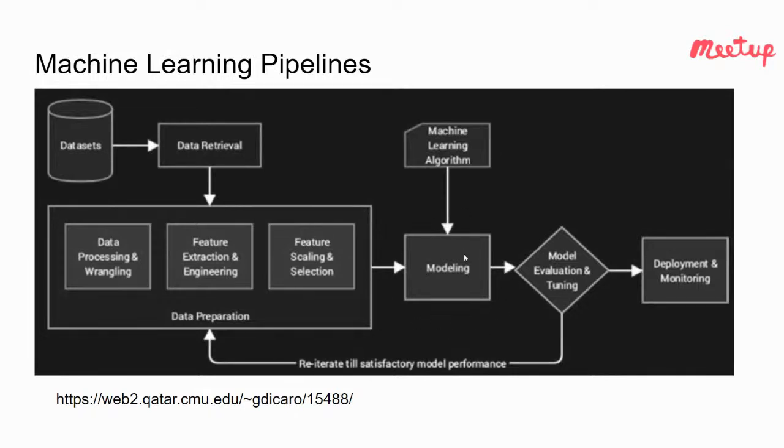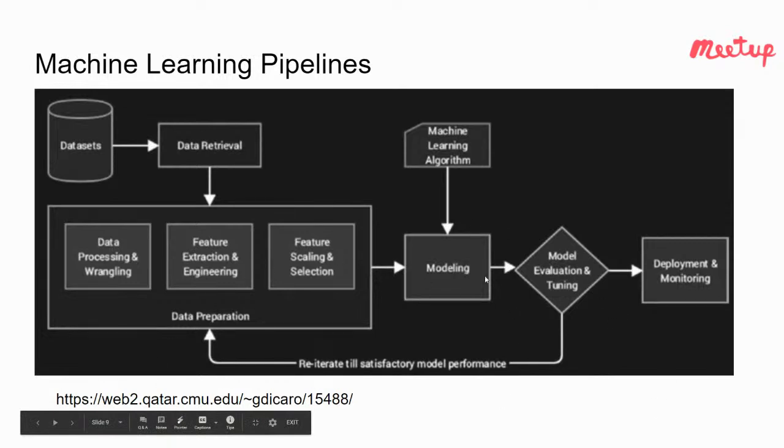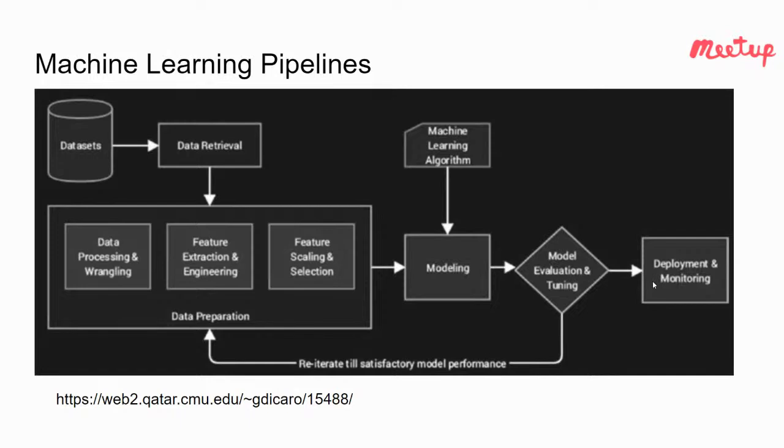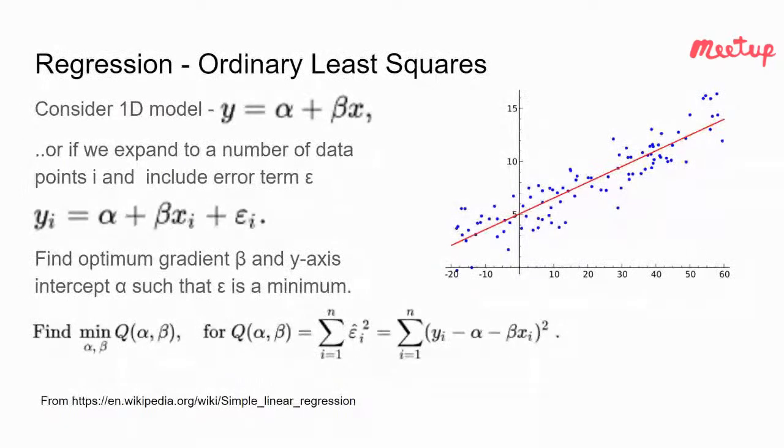You do the training with some machine learning algorithm. You evaluate and tune it, and then you might have to go through this step a bunch of times until you have a model that you're happy with, and then you deploy it to production. Often it's done through some MLOps pipeline, which has become more and more common these days, but is still very much in the early stages of adoption. So let's talk about the first one. We'll talk about regression.